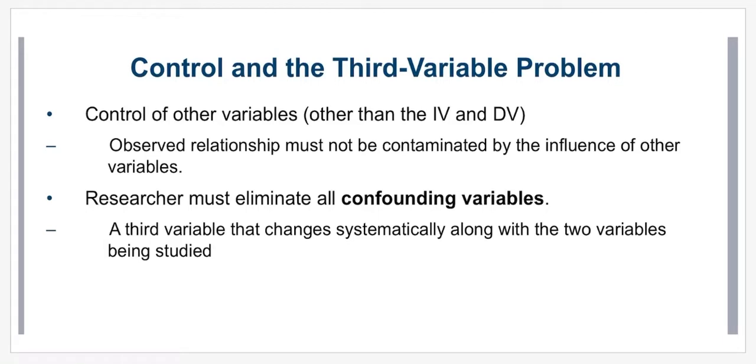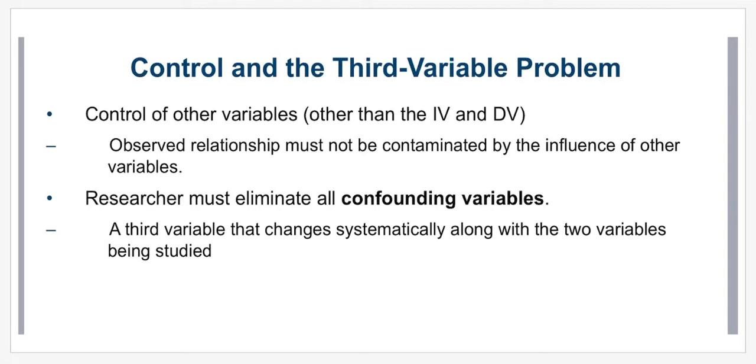I really like the word contaminated here because I feel like that gives you a good word picture of what we're trying to do in controlling these experiments. We're trying to keep the dependent variable, the thing you're measuring, from being contaminated by other variables. So a researcher must eliminate all these confounding variables, right? A third variable that changes systematically along with both variables is what is considered a confounding variable.